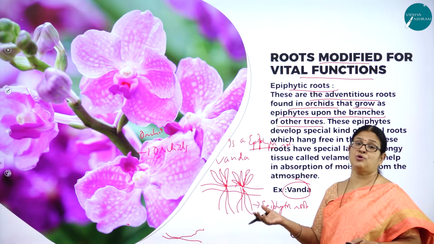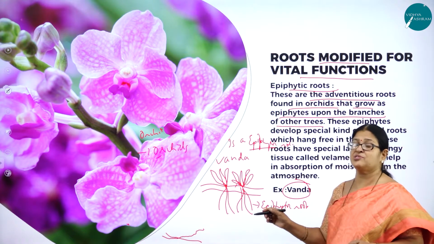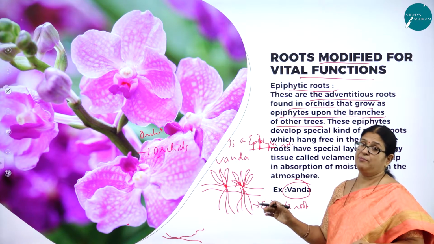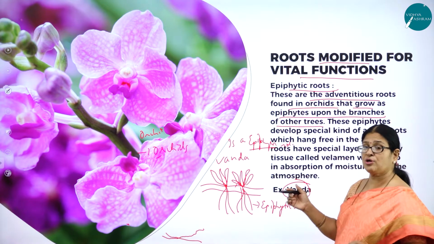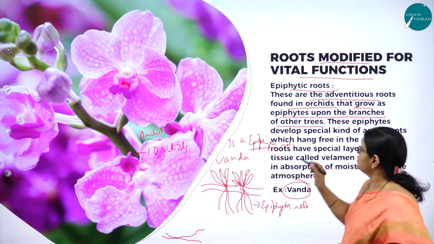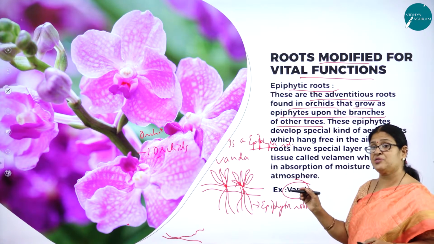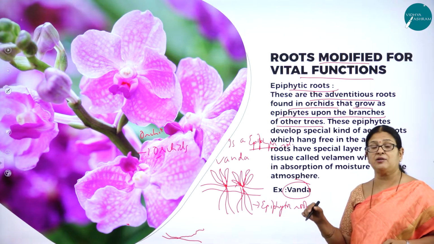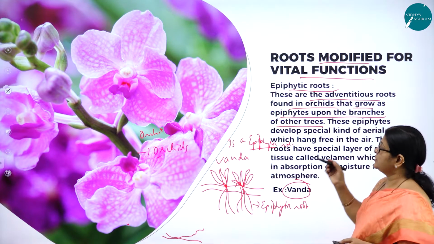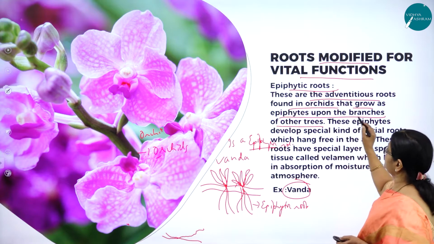It is damaging the host plant. But these epiphytic roots just take the support of the other plants because they have a weak stem, and they are not going to harm the other plant. So what are epiphytic roots? These are adventitious roots. Why are they called adventitious roots? Neither do they develop from the radicle nor from the base of the stem. So they develop from the branches of the other.